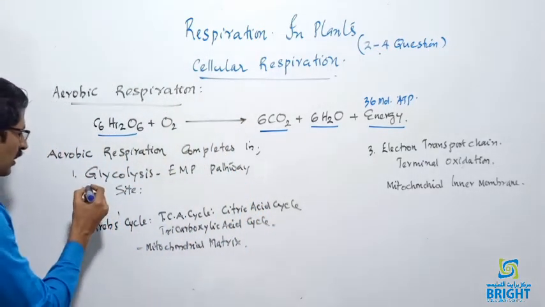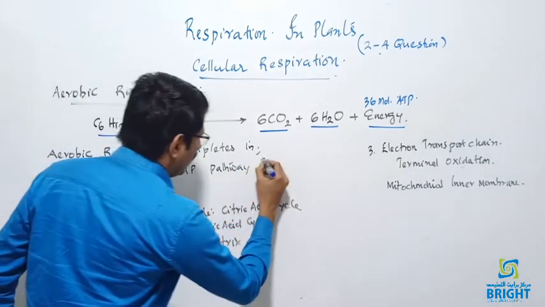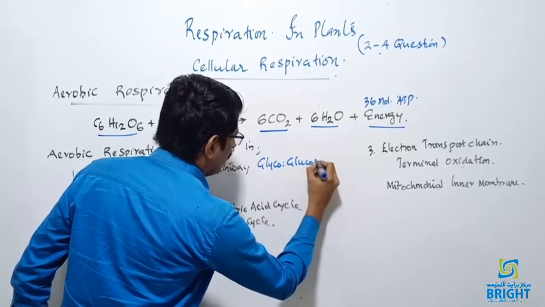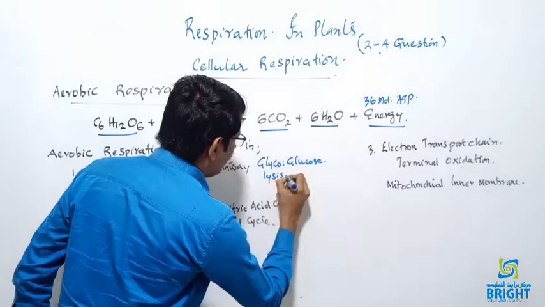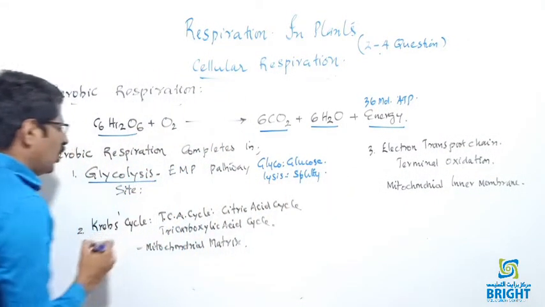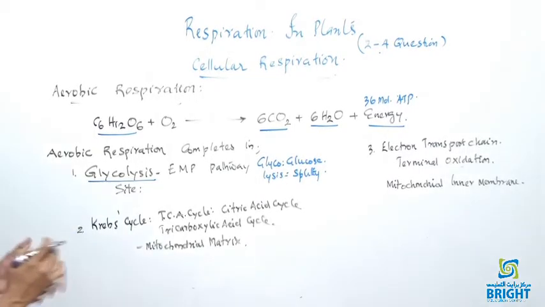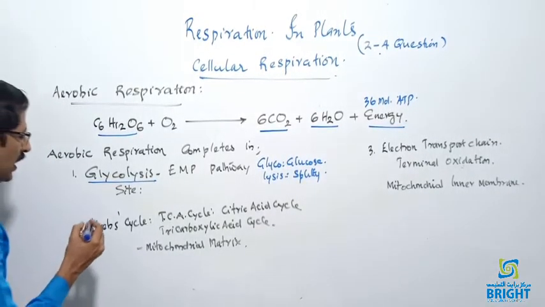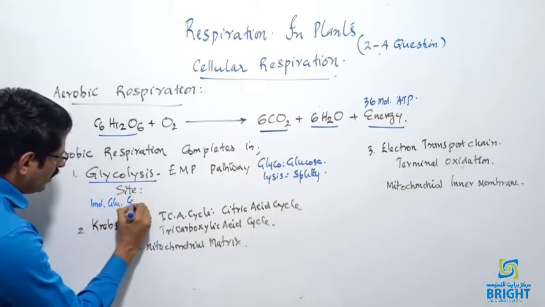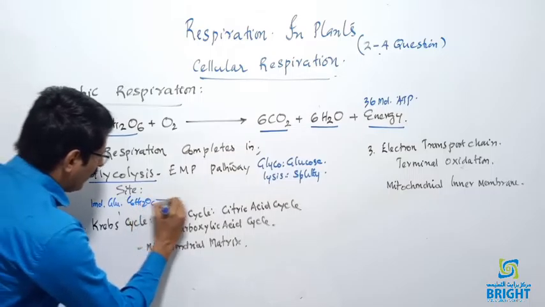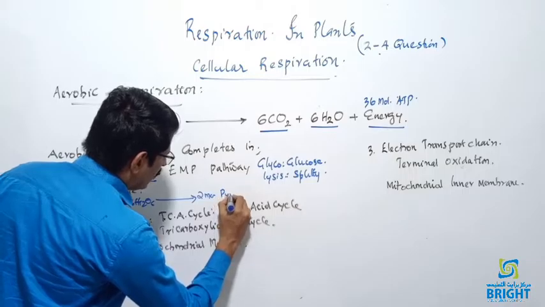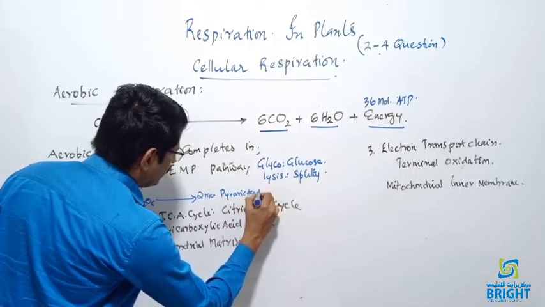The first stage is called glycolysis. Glyco means glucose or carbohydrate, and lysis is the splitting. So glycolysis is the splitting of glucose into 2 molecules of a 3 carbon compound called pyruvic acid. So 1 molecule of glucose, C6H12O6, breaks down into 2 molecules of the 3 carbon compound called pyruvic acid.